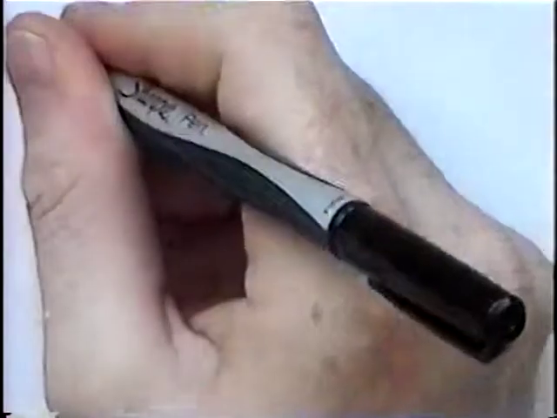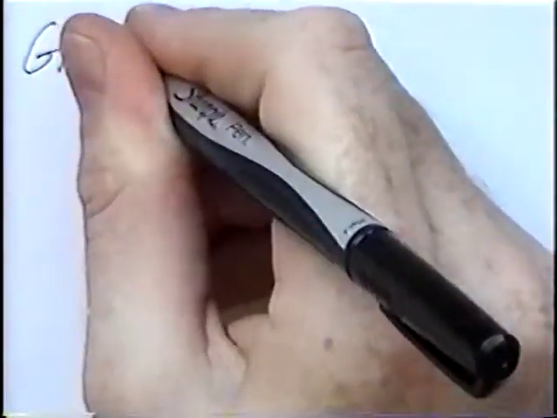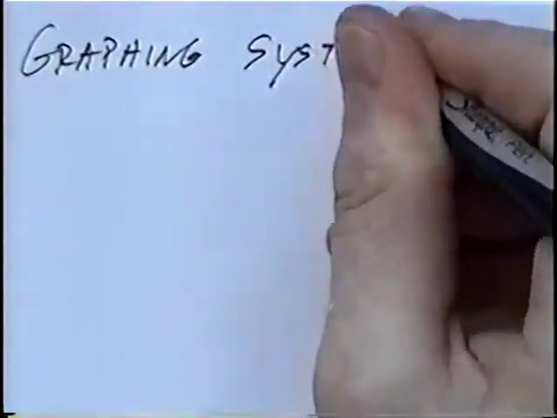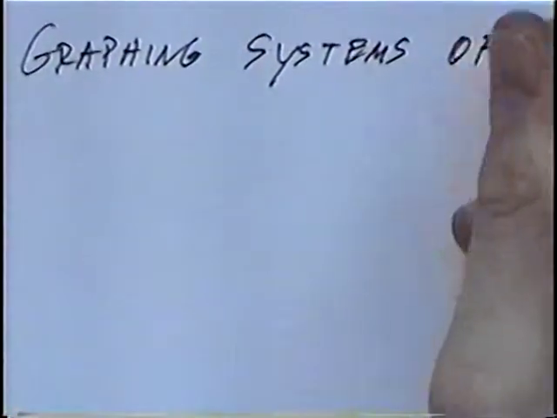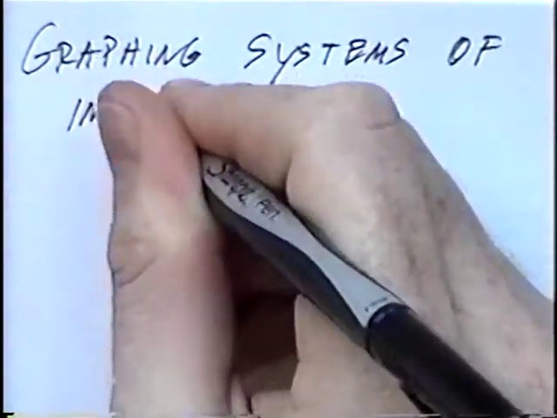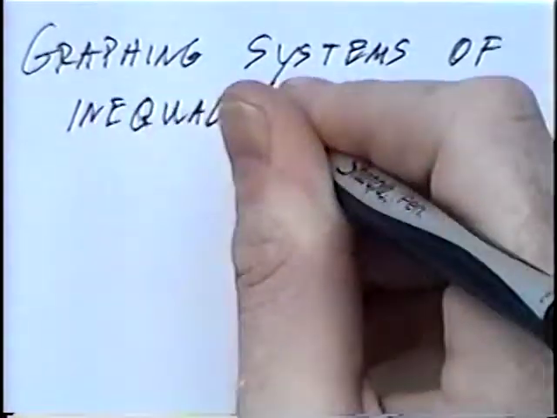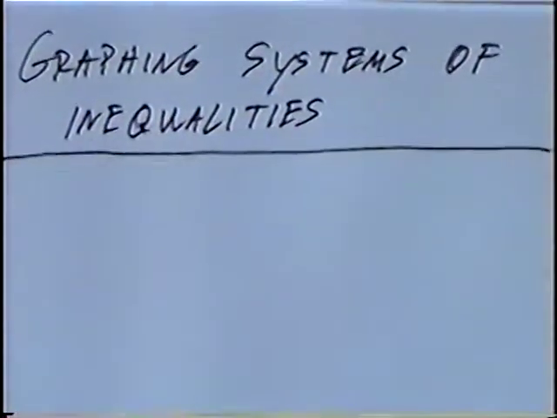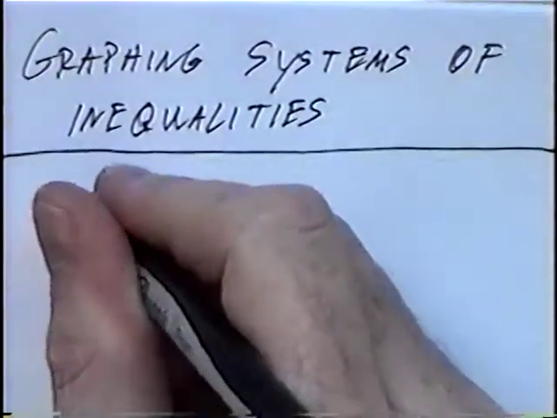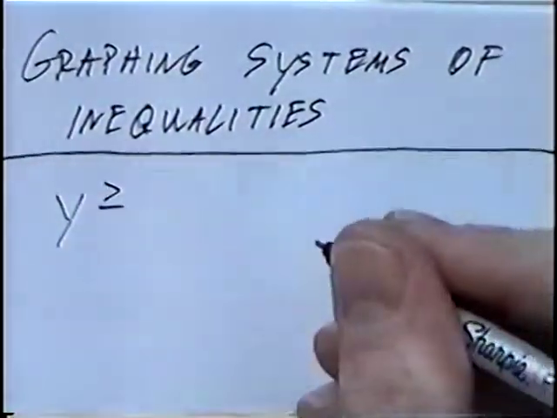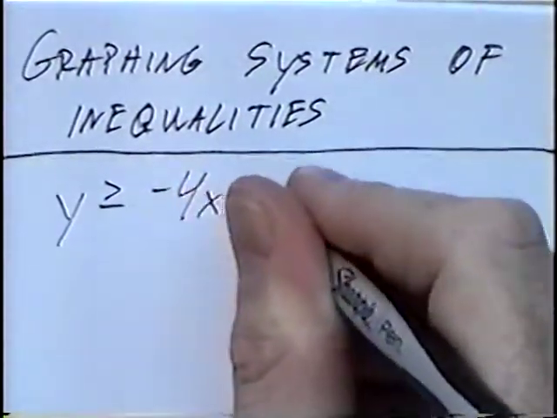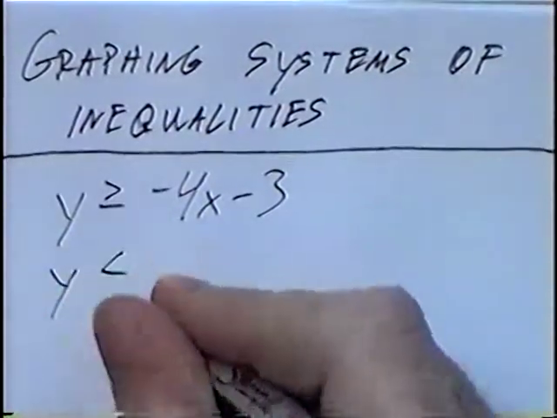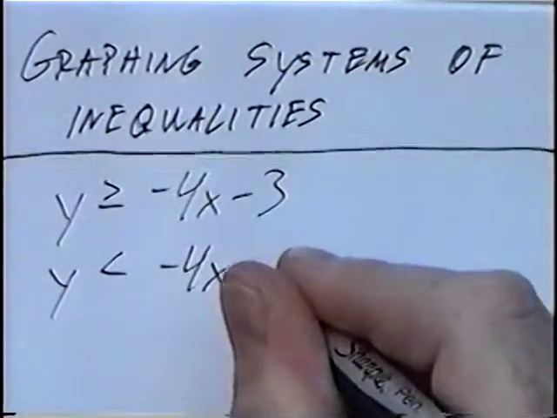Title of the first section today is Graphing Systems of Inequalities. First inequality is y is greater than or equal to negative 4x minus 3. Second inequality, y is less than negative 4x plus 1.